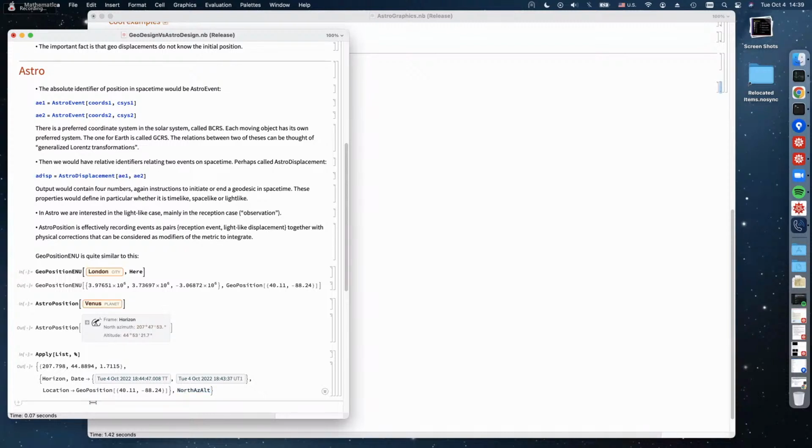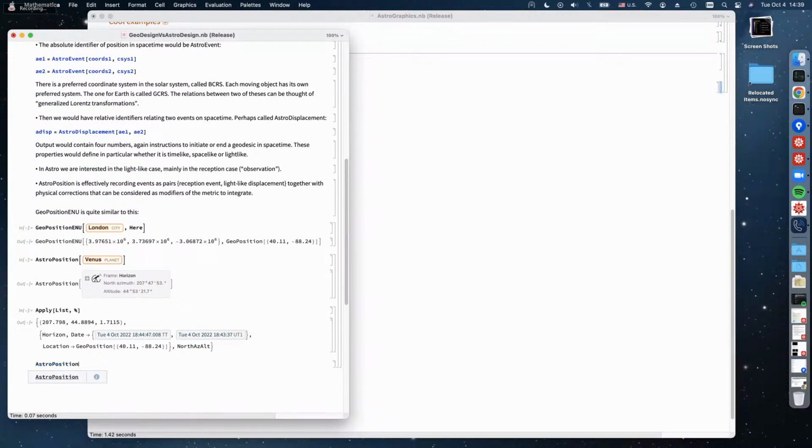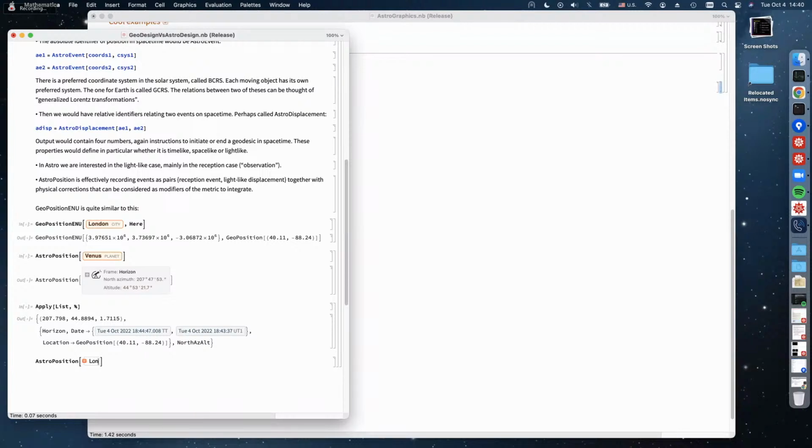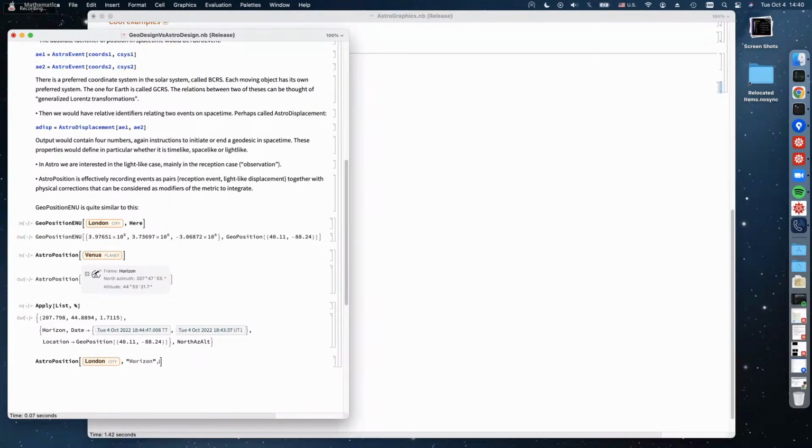Actually, we can say astro position of London from here, and we are going to use the horizontal frame as well. Well, I don't need to specify anything else, and I'm going to use Cartesian coordinates and in the format E and U. Okay. So those numbers are those numbers. But these are corrected for relativistic stuff. So they are very close to those.